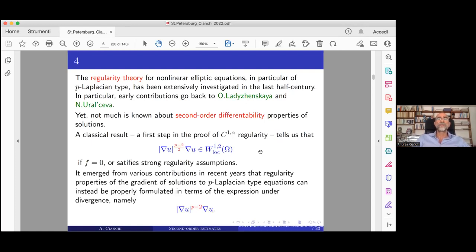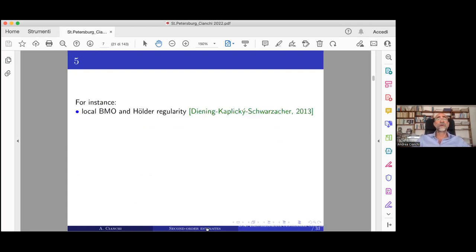However, in more recent years, it emerged that certain regularity properties of solutions to p-Laplacian type equations are better expressed in terms of this different nonlinear expression of the gradient instead of that one. And this is, in a sense, natural, because this is nothing but the expression which appears under divergence in the formulation of the equation itself.